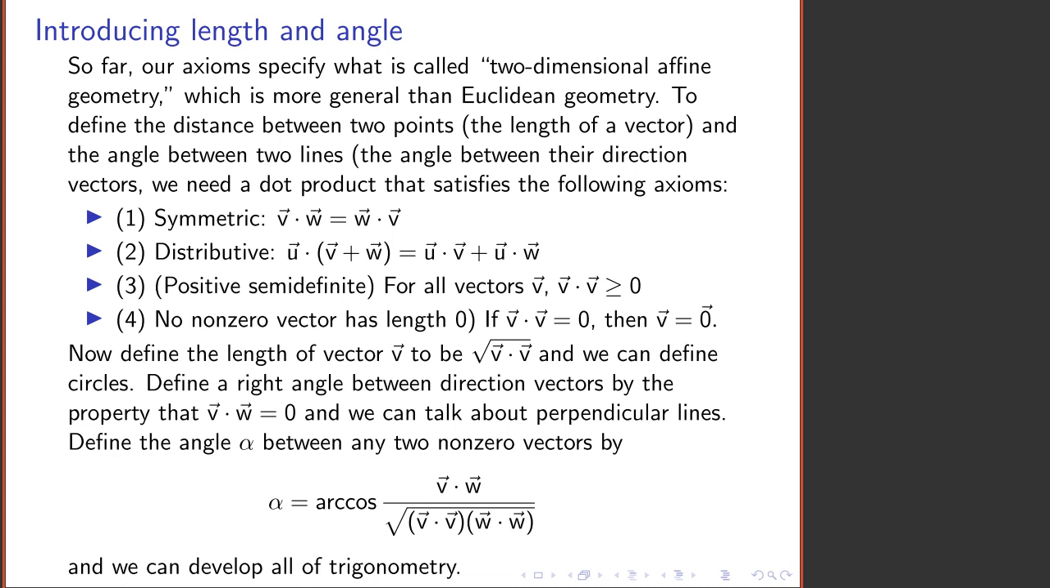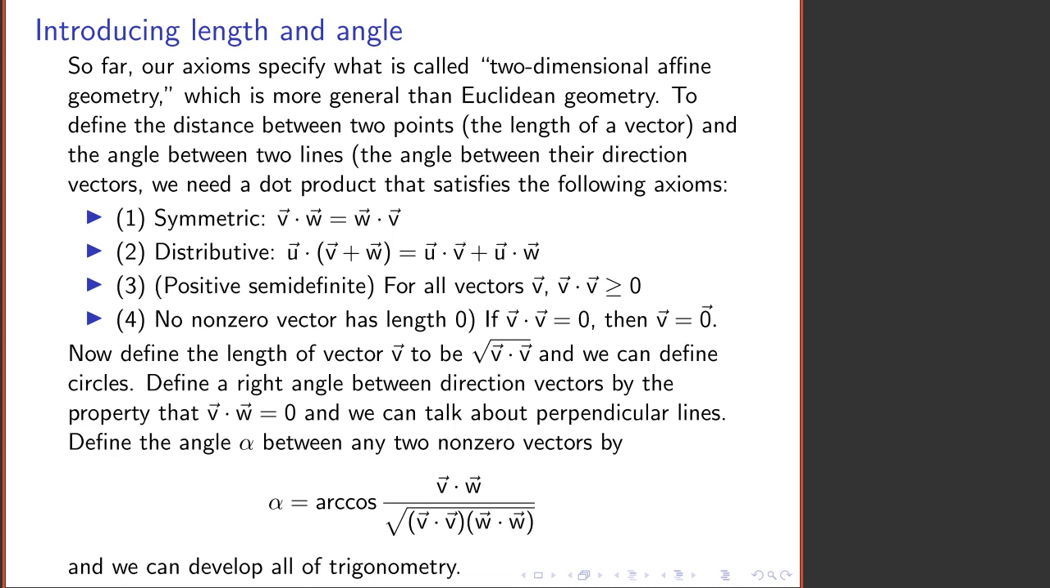But if we want to go beyond affine geometry and introduce the concept of length, we need a dot product, and it has to satisfy these axioms. First, it's symmetric. You take the dot product of vectors v and w in either order. The answer is the same in both cases. Second, it obeys a distributive law. Third, it is positive semi-definite, by which I mean that no vector has negative squared length. And finally, the only vector with zero length is the zero vector.